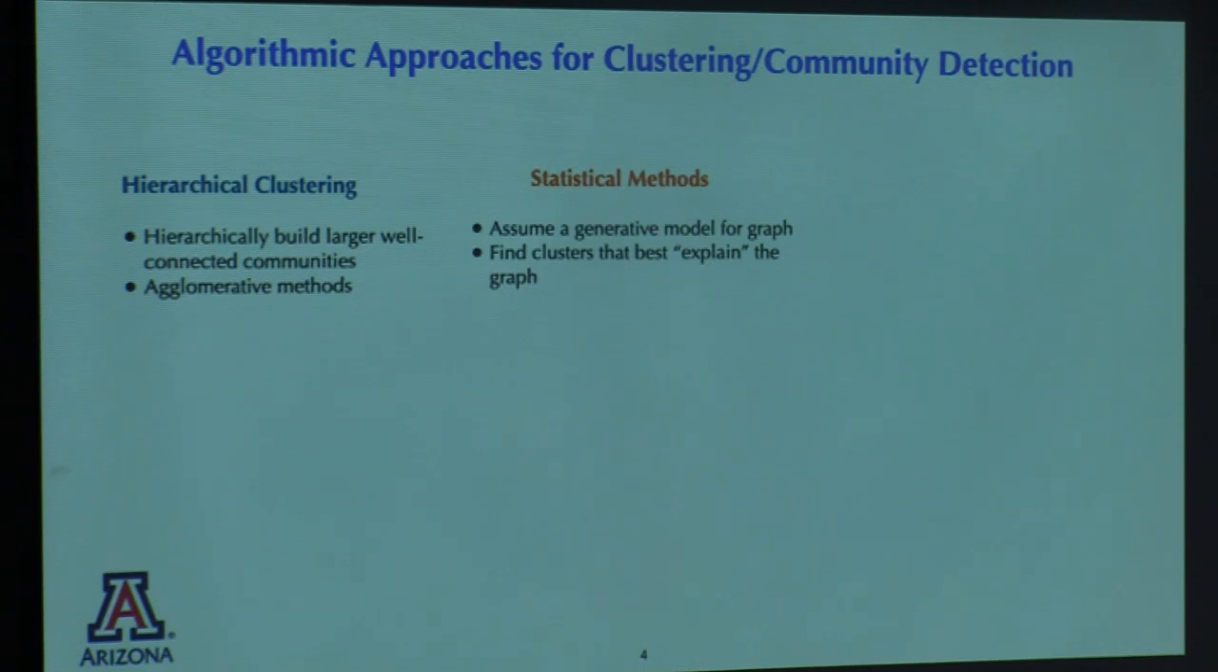And then there are statistical methods, which assume that there is a generative model for the underlying graph, and then find clusters that best explain the graph. So they assume that the graph is drawn from some underlying probability distribution, and then you write down, let's say, the likelihood function, and then find the best cluster that explains the likelihood function.